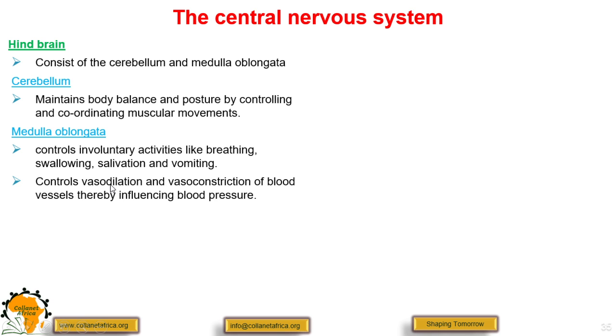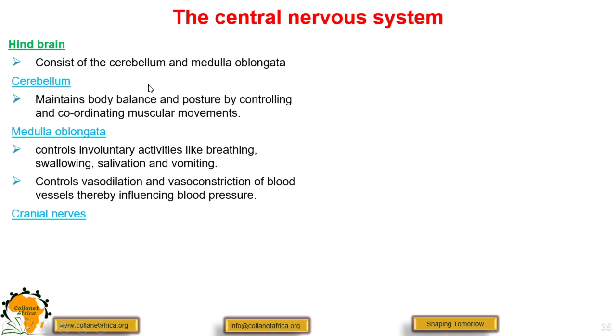It also controls vasodilation and vasoconstriction of blood vessels, thereby influencing blood pressure. Vasodilation is when the blood vessels move to the surface of the skin to allow heat loss, and vasoconstriction is then when the blood vessels hide from the surface of the skin. At that time, there will be less heat loss from our bodies.